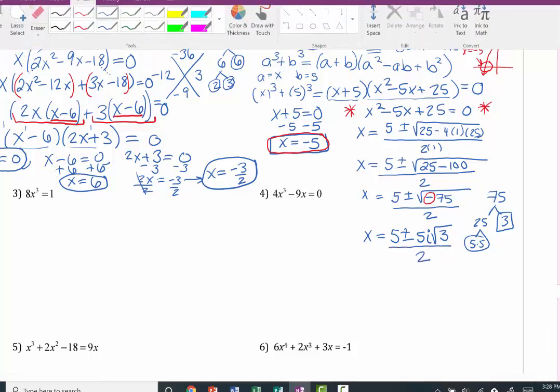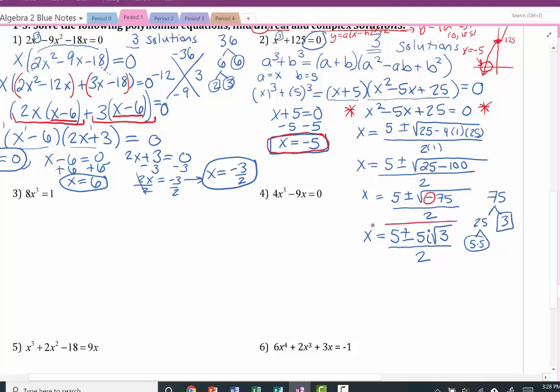So these would be the other two solutions. Because you've got a plus or minus sign, 5 plus 5i root 3 over 2 and 5 minus 5i root 3 over 2, this actually counts as two imaginary solutions.